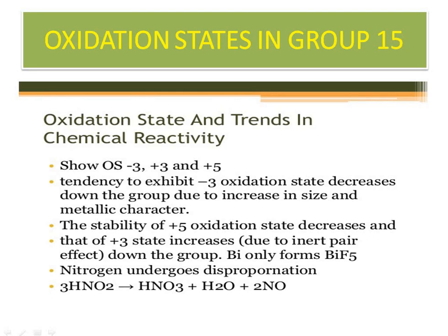Now, the stability of the +5 oxidation state decreases and that of +3 increases due to the inert effect. I have already discussed that. Here, the tendency to exhibit the -3 oxidation state decreases down the group. Why? Because as we go down the group, atomic size increases and ionization energy decreases, so electrons will be lost easily. So we are not going to gain electrons. The tendency to lose electrons will be more as we move down the group.